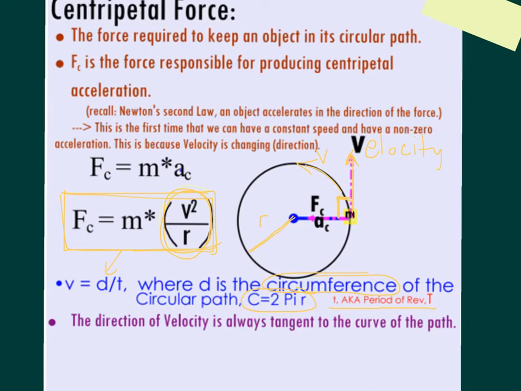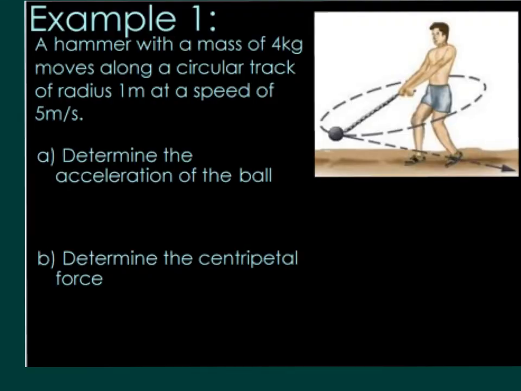Period of revolution is typically denoted with a capital T instead of a small t for time. And remember that the direction of velocity is always tangent to the curve of the path. Now let's try this example.